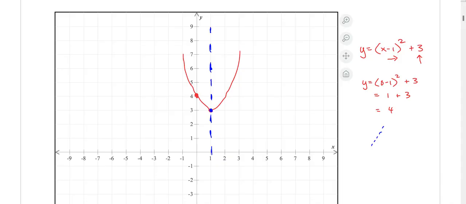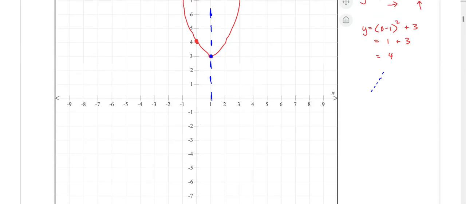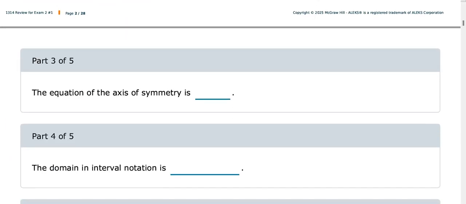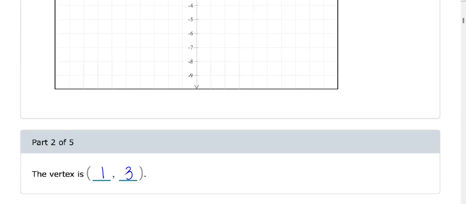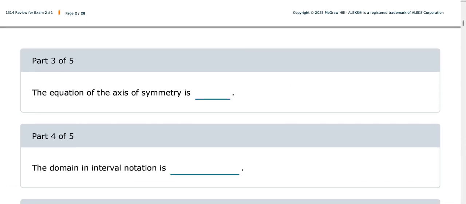All right, now let's go see what it wants us to tell it. The vertex, we already saw, was right here on the parabola at 1, 3. The equation of the axis of symmetry: it's a vertical line always going through 1 on the x-axis, so it's going to be x equals 1.